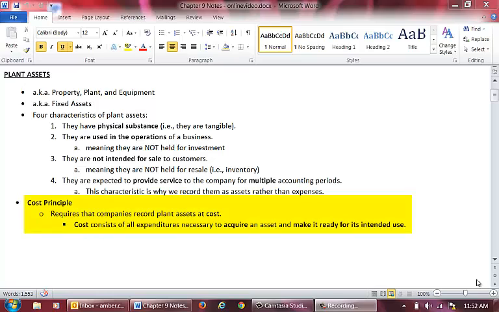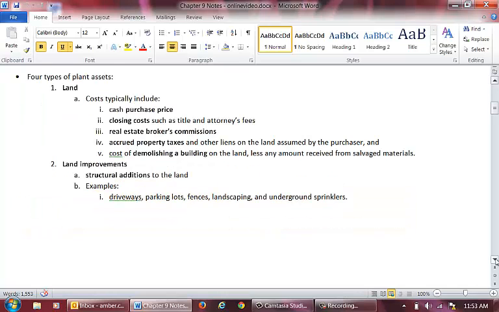The cost principle requires that we record plant assets at cost. An asset's cost includes all expenditures necessary to acquire the asset and make it ready for its intended use. Therefore, there will be expenditures included in the cost in addition to the asset's purchase price. There are 4 types of plant assets: land, land improvements, buildings, and equipment.